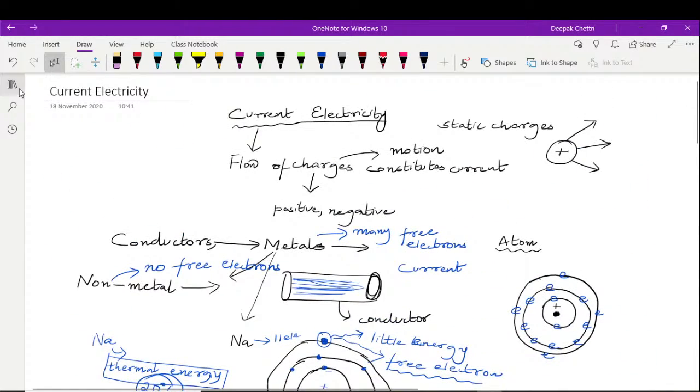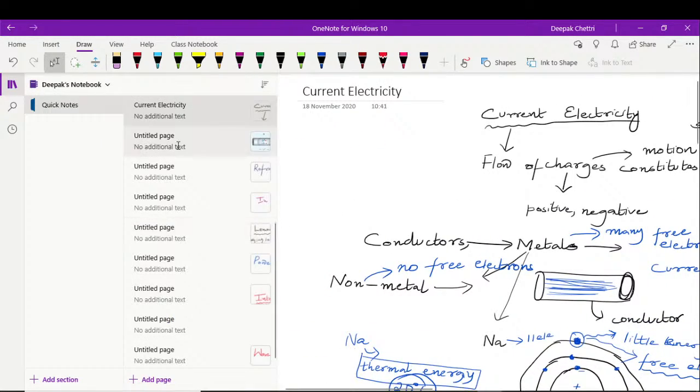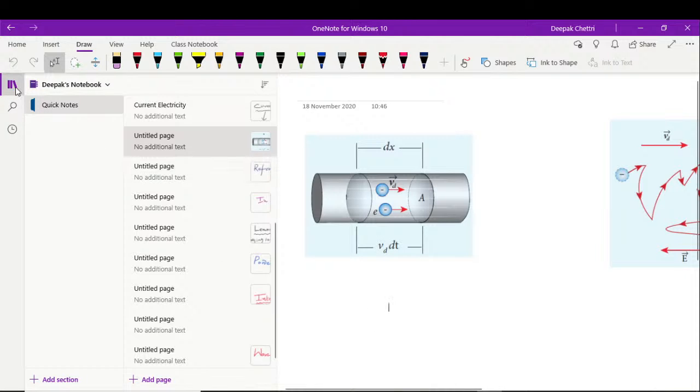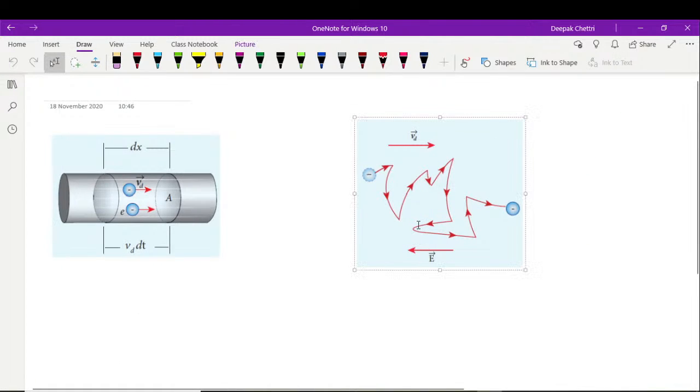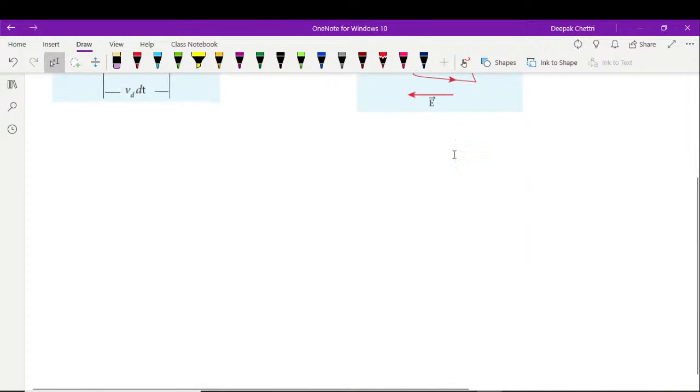Now let us talk about one thing here. Look at this diagram on the right, let me call this diagram 2. This diagram shows how an electron moves inside a conductor when you apply a potential difference. Now one thing I have to explain. Suppose this is a conductor. Conductor can be anything. Conductor can be a wire. A wire is also a conductor.